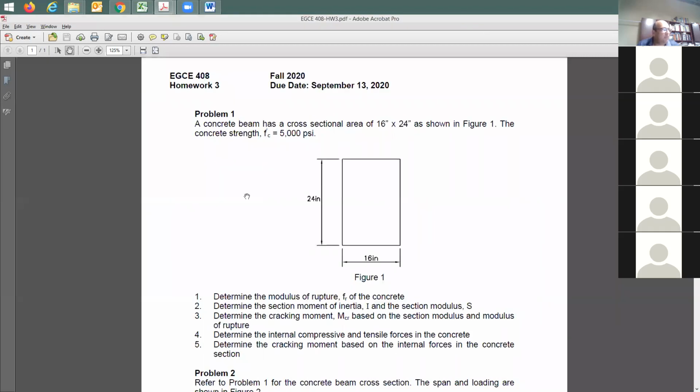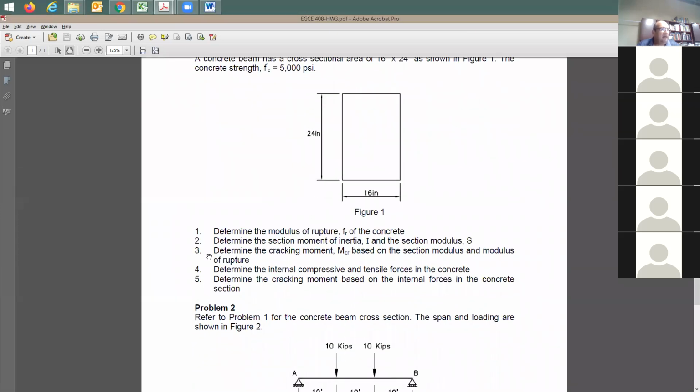Now to review this with you, it says here determine the modulus of rupture, f_r. Can someone help me with this? Tell me how you find this out. 7.5 square root of f'c. Thank you, that's useful. How about the section modulus? Do you know how to find it? Is it bh^3/12? Yeah, very good.